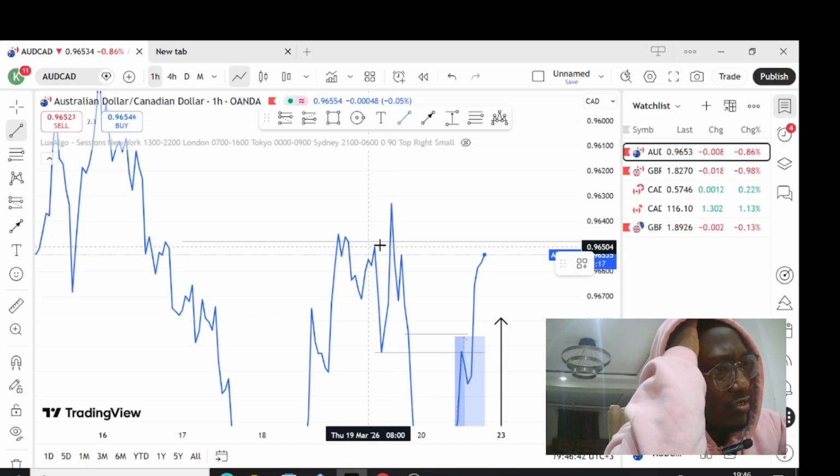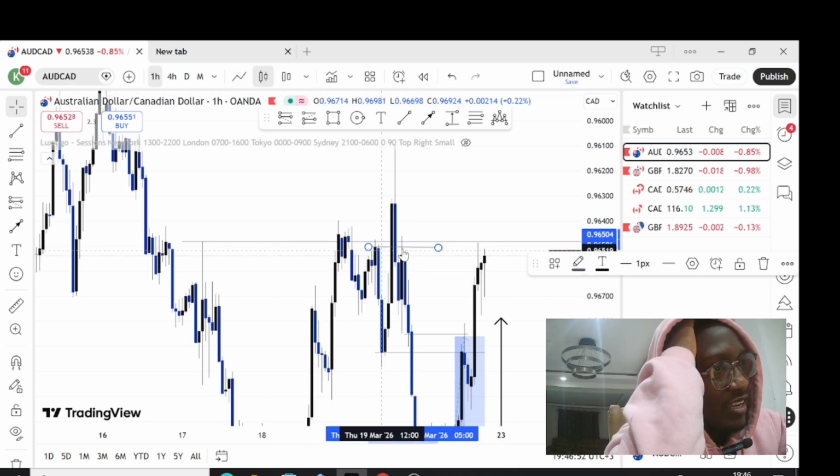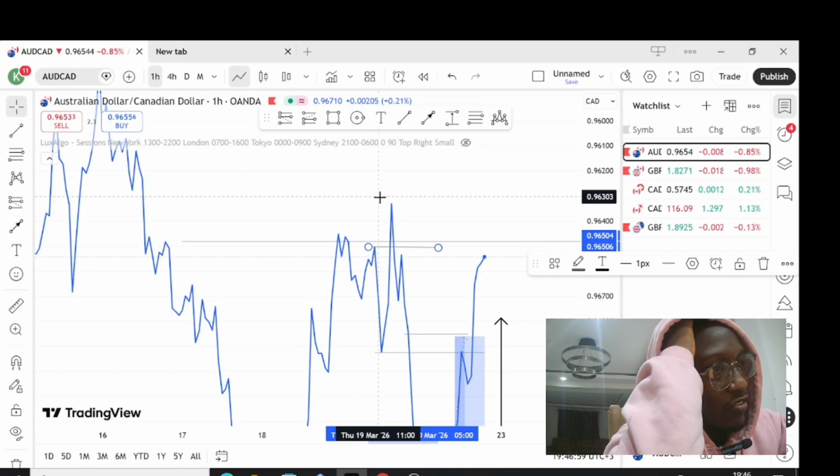Oh my days, this is the left. This is the right. Yeah, see, the wick came to align with the left, and then it dropped, which is enough confirmation for me.